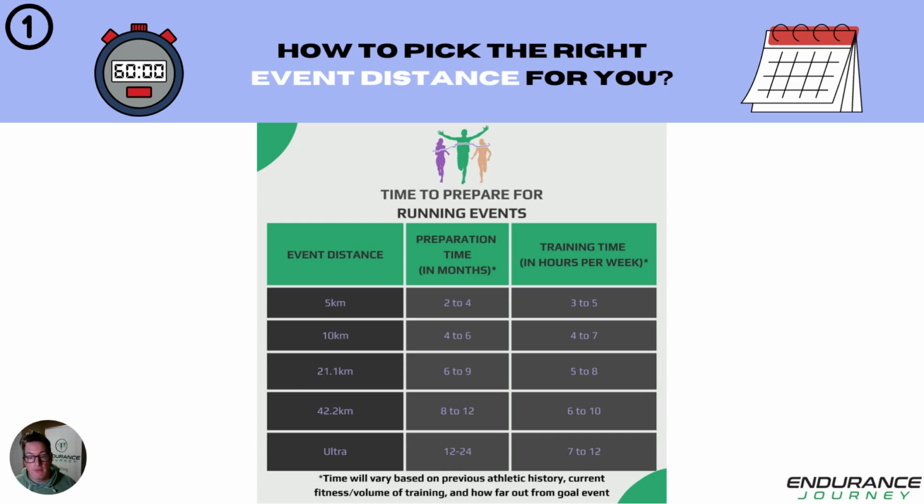And then in the third column on the right here, we have training time in hours per week. So averaging, for 5K, it's 3 to 5 hours a week. And then for a marathon, might be 6 to 10 hours, for example. Now, this time will vary based on your previous athletic history. So if you have a strong athletic history, you might need less time to train versus someone who doesn't have an athletic history, your current fitness and volume of training, and how far you are from the goal event.